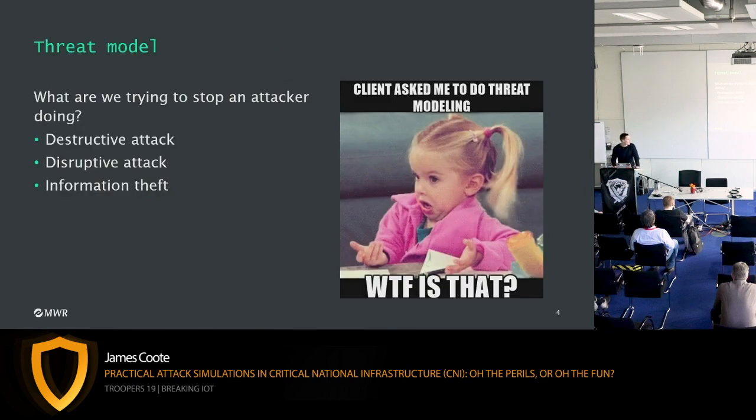So one of the keys to understanding the assets that an attacker's looking to compromise is to look at what they're trying to achieve. For the most part, an attacker's objective will fall into one of three categories. It's either destructive, blowing something up, disruptive, such as stopping the flow of a resource or affecting visibility of something, or information theft, such as stealing the company's intellectual property.